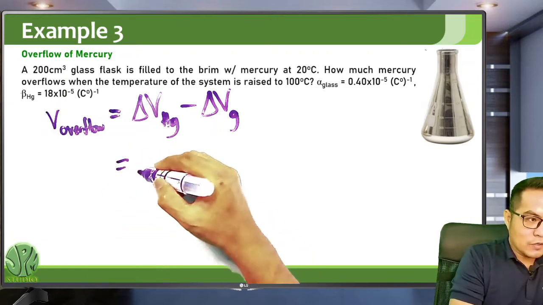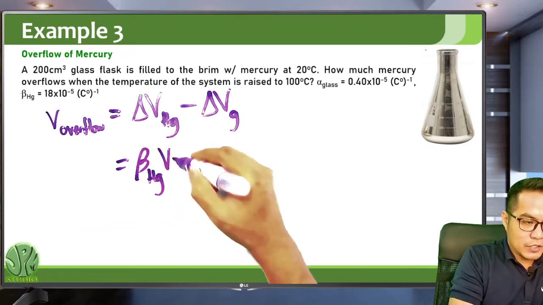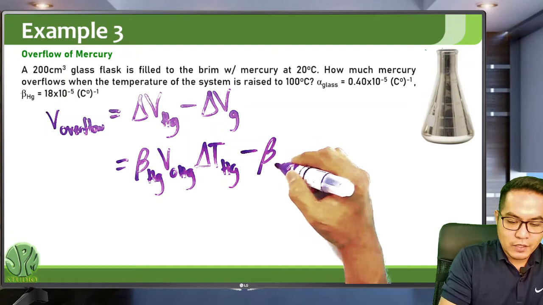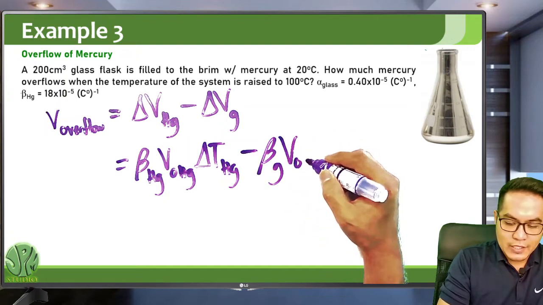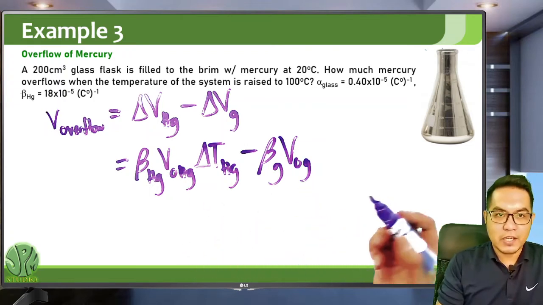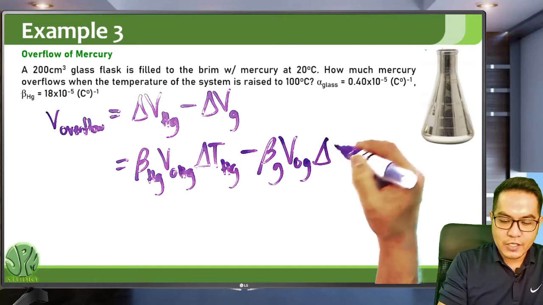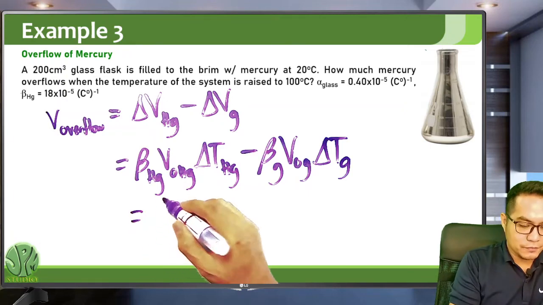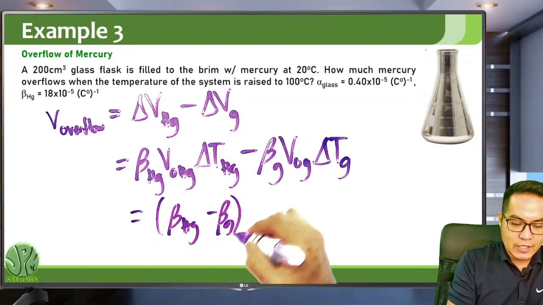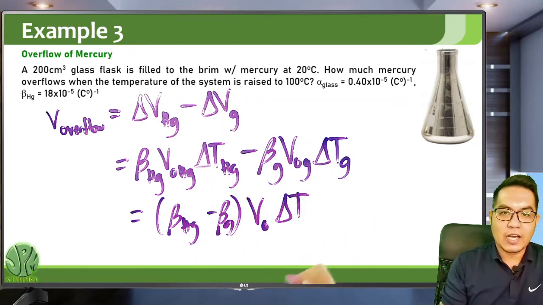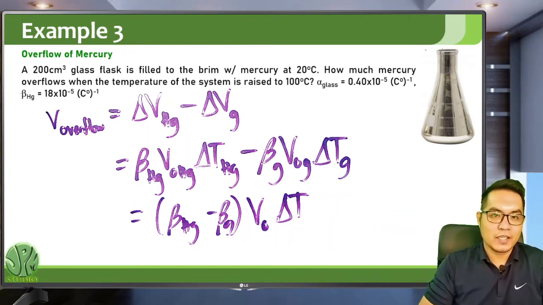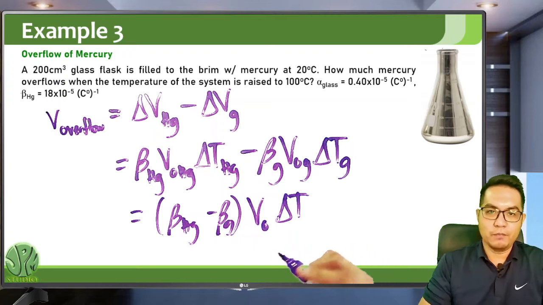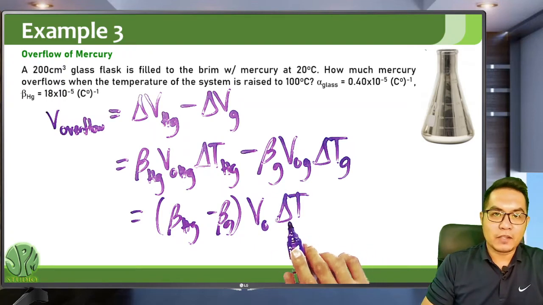So this is just beta of mercury, initial volume of mercury, change in temperature of mercury, minus beta of the glass, initial volume of the glass, and change in temperature of the glass. So in this case, the initial volume of mercury and the glass are actually the same. It's 200 centimeter cube. So simplifying, we have beta of mercury minus beta of the glass. They have the same volume. They have the same change in temperature, actually from 20 to 100 degrees Celsius. So converting the initial volume to meter cube, and the change in temperature is 100 minus 20, so you have 80 Celsius degree.